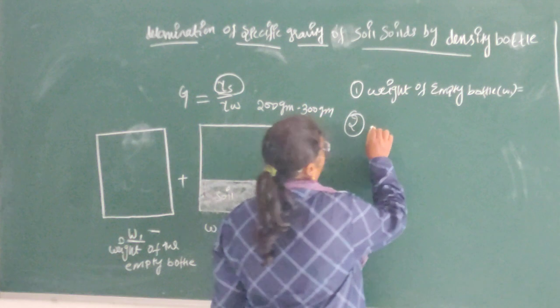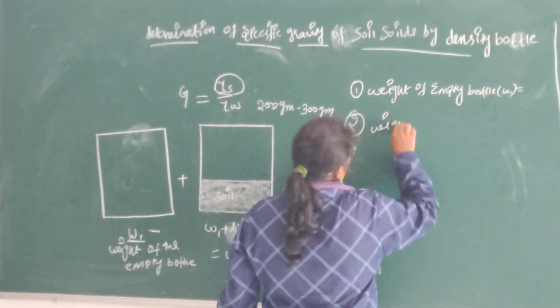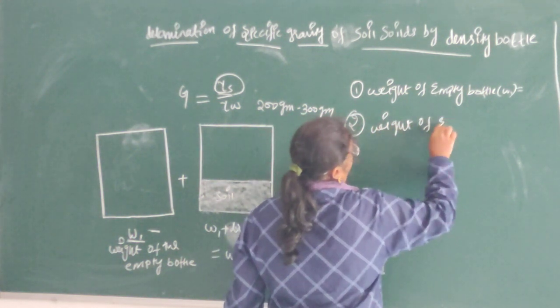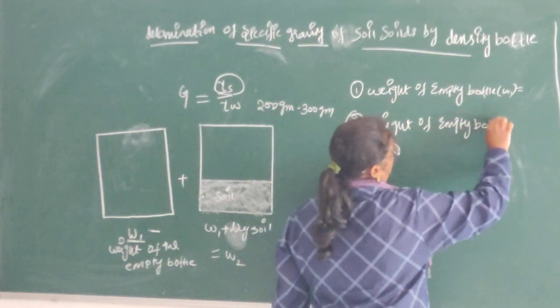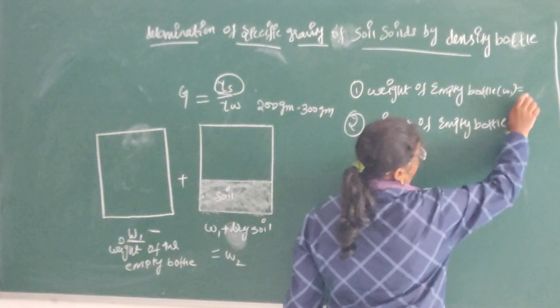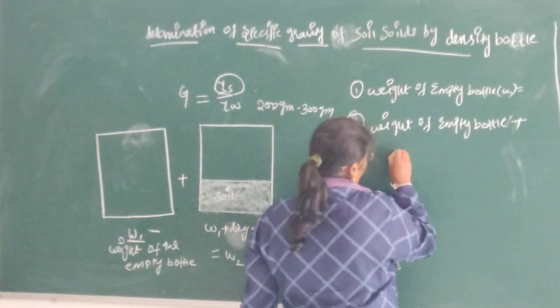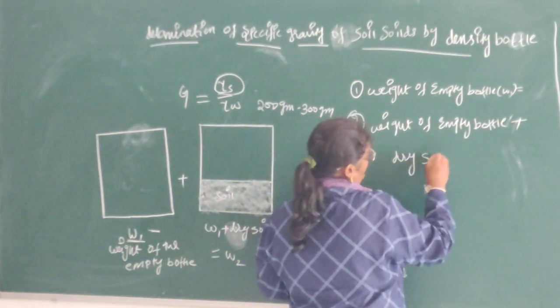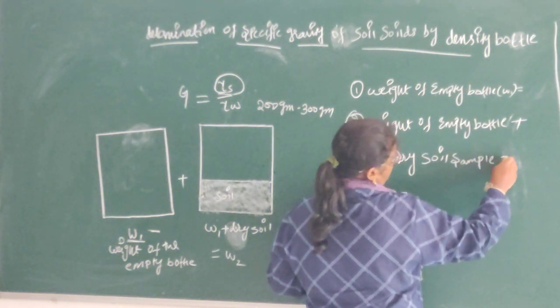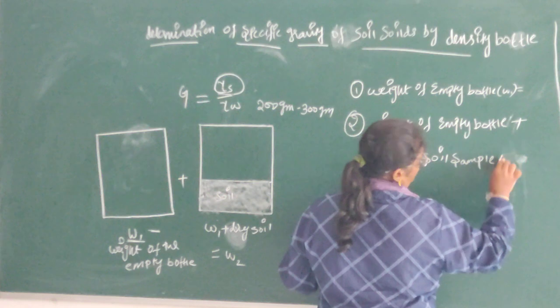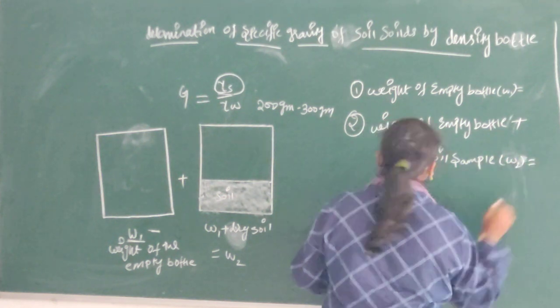Here the weight of the empty bottle plus dry soil sample will give you your W2.